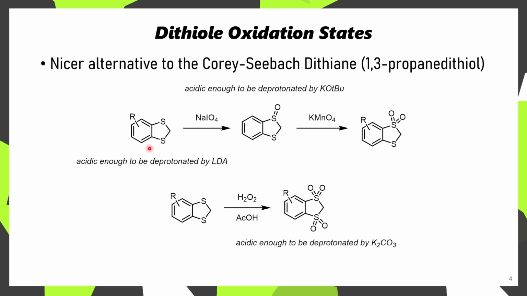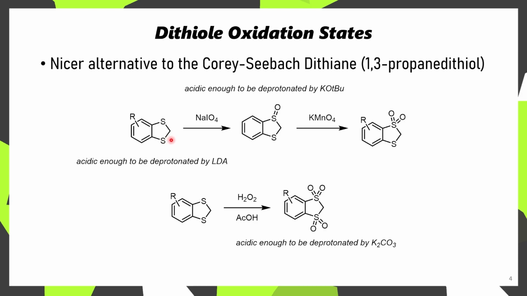Now, if you want to functionalize the parent heterocycle benzene dithiole, all you have to do is lithiate this with n-BuLi, or alternatively you can use LDA. If you're prepping your LDA fresh, it's essentially just an extra ingredient instead of using n-BuLi, so you may just want to use n-BuLi if you're preparing your LDA yourself.